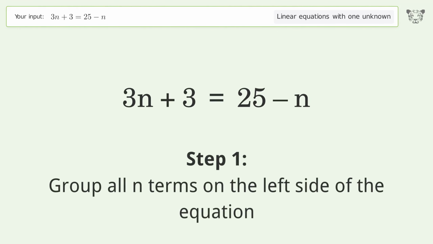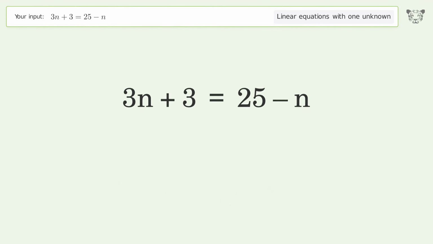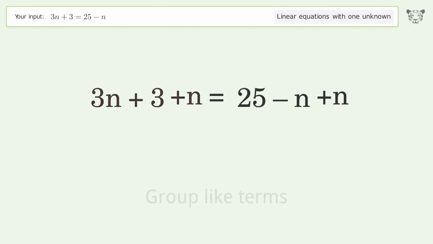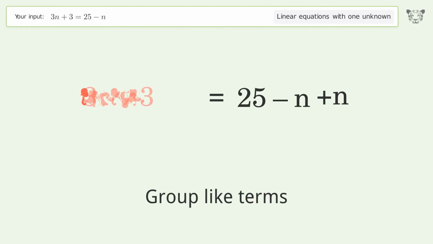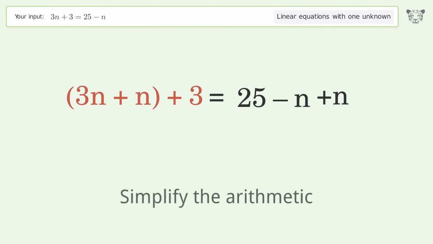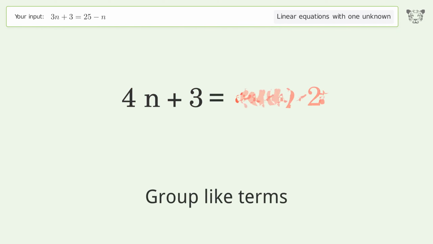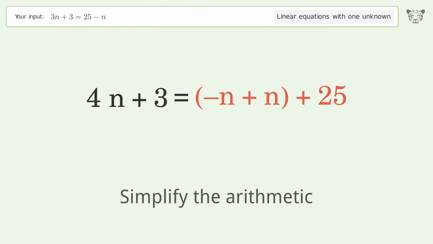Group all n terms on the left side of the equation. Add n to both sides. Group like terms. Simplify the arithmetic. Group like terms. Simplify the arithmetic.